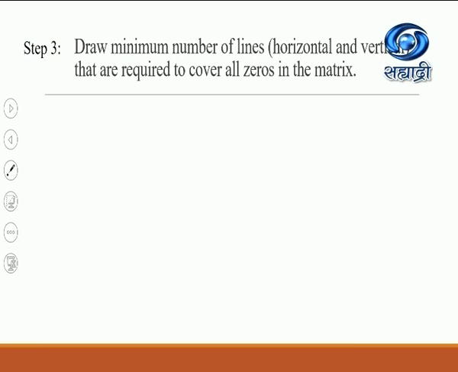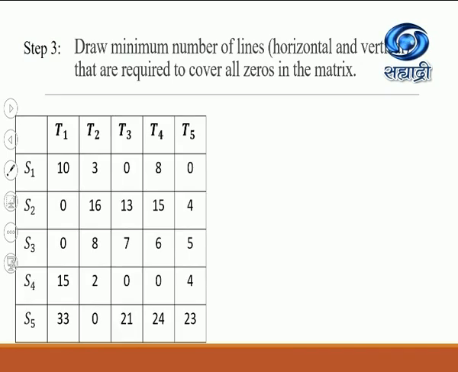So draw the minimum number of lines, horizontal and vertical, that are required to cover all zeros. How to do that? First of all, assign the zeros. In the first row, there are 2 zeros, so we will leave it. Second row has 1 zero, so mark it. Third row, since the second row we have marked it, we'll cancel this. Third row has 2 zeros, so we will leave it for now. And then the fifth row has 1 zero, so mark it. Then there are no zeros over here, so here we have marked it.